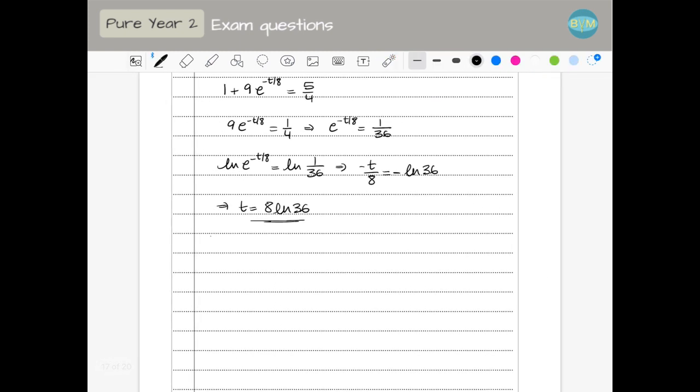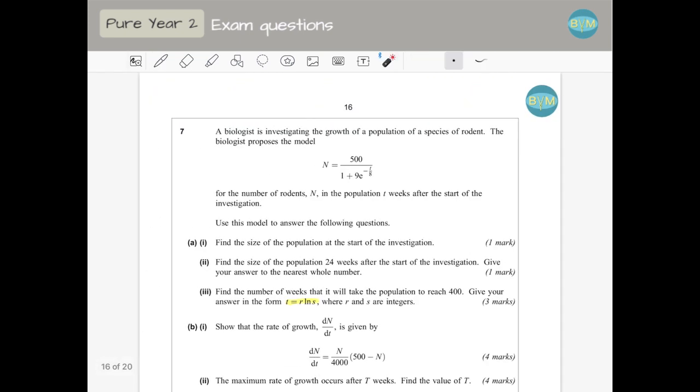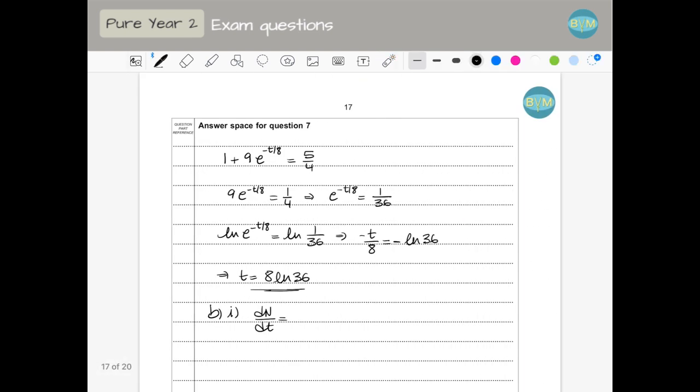So for b(i), I have dn by dt. We can use the quotient rule, yeah? The derivative of the numerator is 0 times the denominator, so that's cancelled. Remember, the derivative is u'v minus uv' divided by v squared. So this one is 0, so this term is 0. Then minus 500 times the derivative of this one.